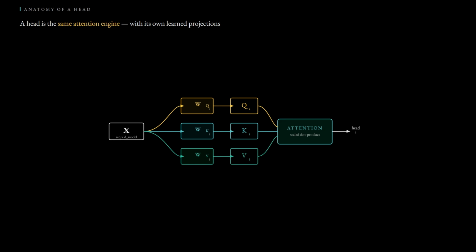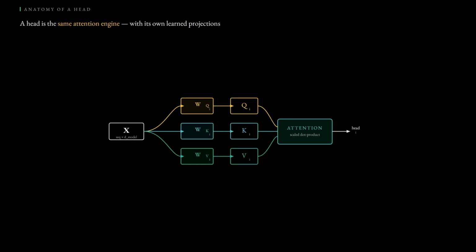Once head I has its Qi, Ki and Vi, it runs exactly the scaled dot product attention operation: query times K transposed divided by square root of dk, then softmax, then a weighted sum with values. We have already seen this in a previous video, right? The output arrow emerging on the right is the result. One contextualized vector per position in the sequence, labeled head I.